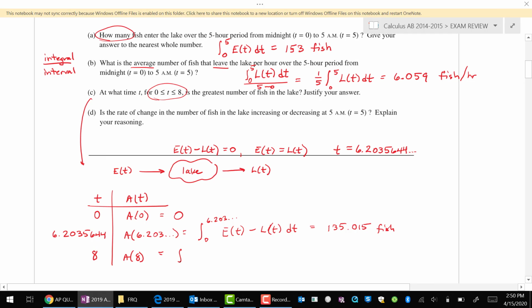Do it again at 8, so 0 to 8, rate in minus rate out. Use your calculator. 80.920 fish.